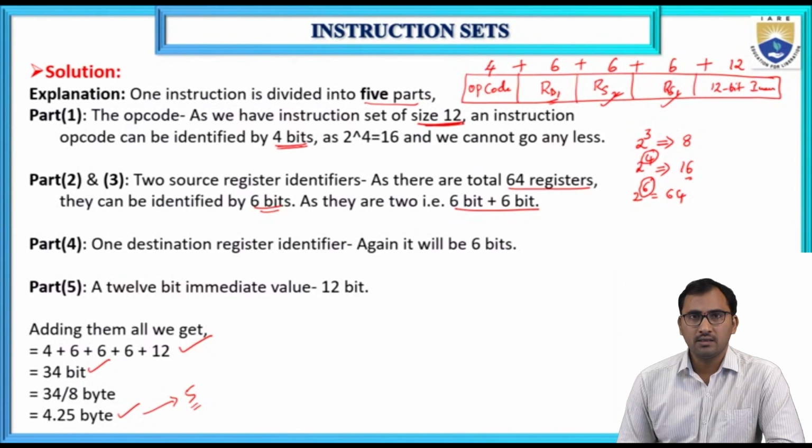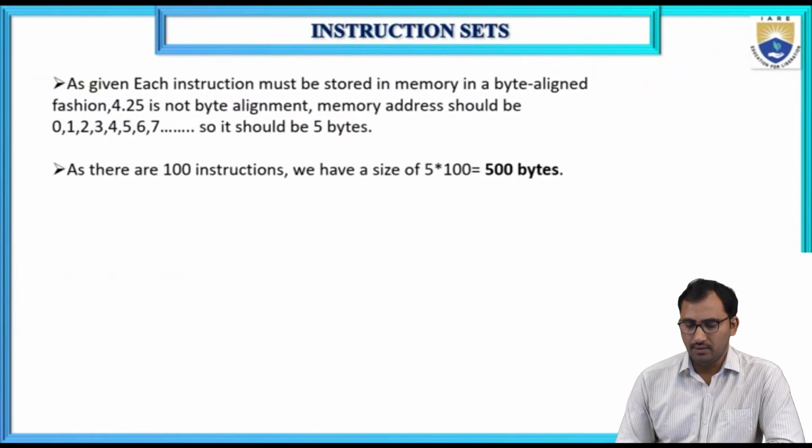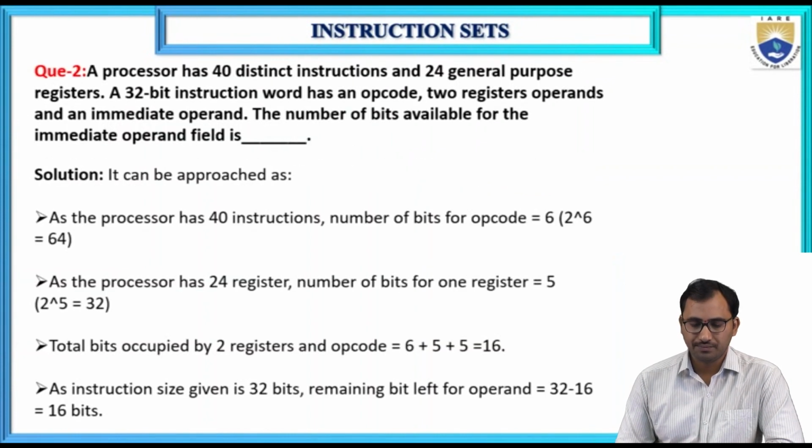As mentioned in the problem, to store the 100 instructions, the memory required would be 5 into 100, because there are 100 instructions and every instruction takes 5 bytes. So a total of 500 bytes of memory is required to store the 100 instructions of the program. So this is the way of solving the first one.